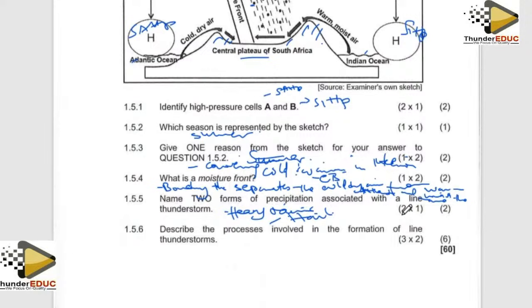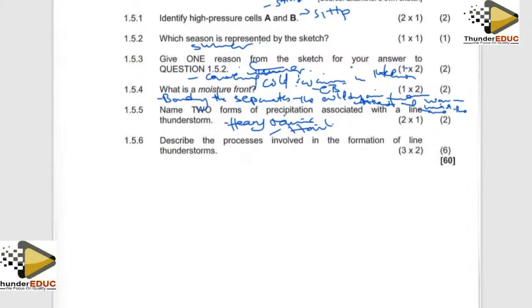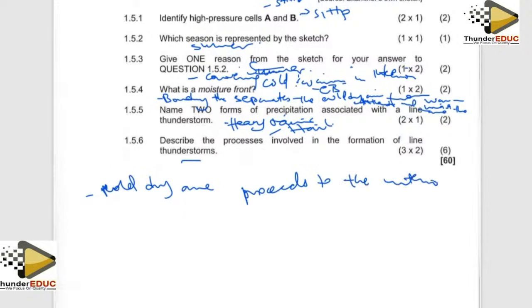The mark allocation says 2 times 1, so we have to give 2 answers. Describe the process involved in the formation of the line thunderstorm. What is the process involved in the formation of the line thunderstorm? So the moisture front already has developed. Okay, if the moisture front has developed, what happens? So cold dry air proceeds to the interior, meeting with moist warm air.